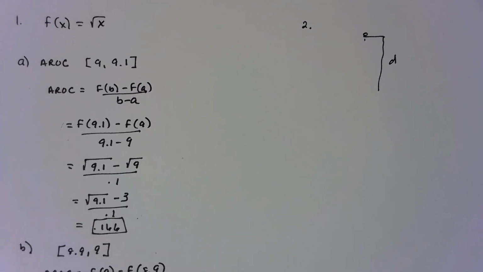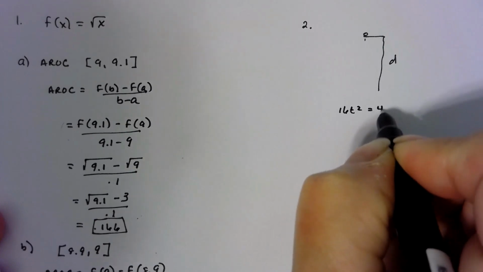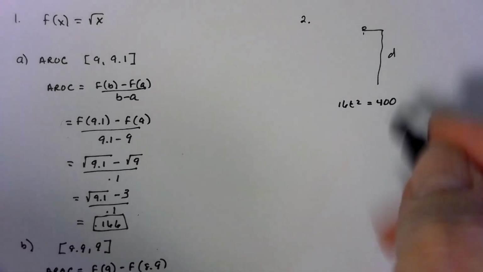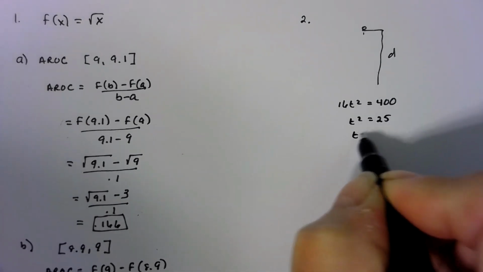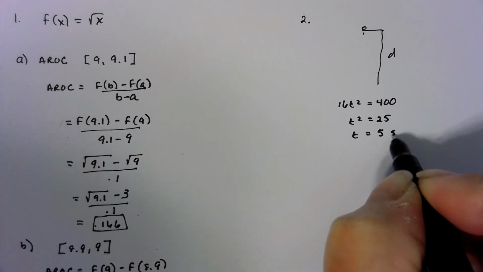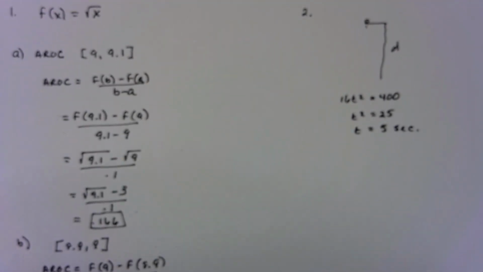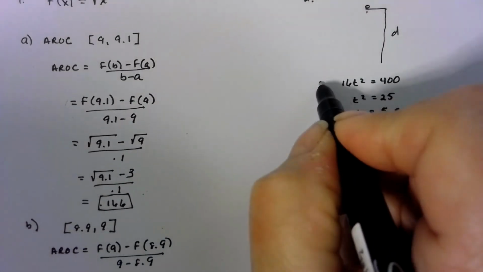All you have to do is say 16t squared is equal to 400. If I divide both sides by 16, I get t squared is equal to 25. Time cannot be negative, so I know that t has to equal 5 seconds. So it takes 5 seconds for the ball to hit the ground. Okay, so that was A.